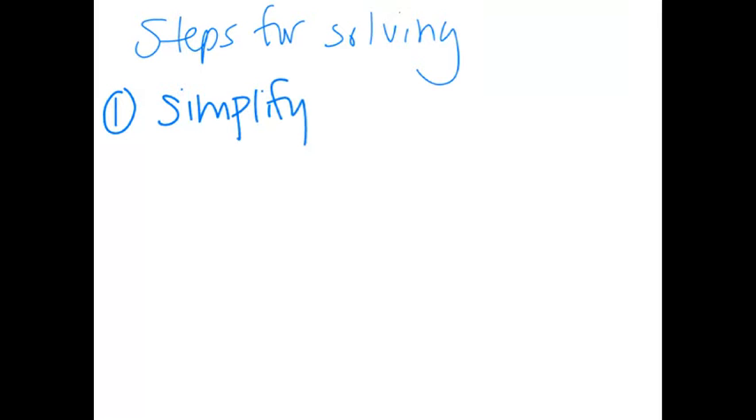So the first thing we do is simplify each side. That means if there are any distributing property to do, or if there's any combining like terms to do, anything extra that needs to get done to where you have a variable and a number only on one side is what you want to do. Okay, number 2.